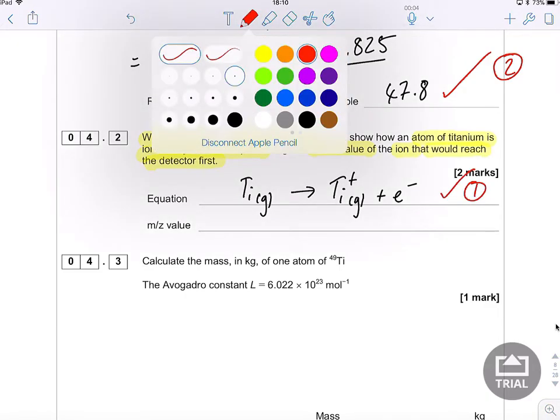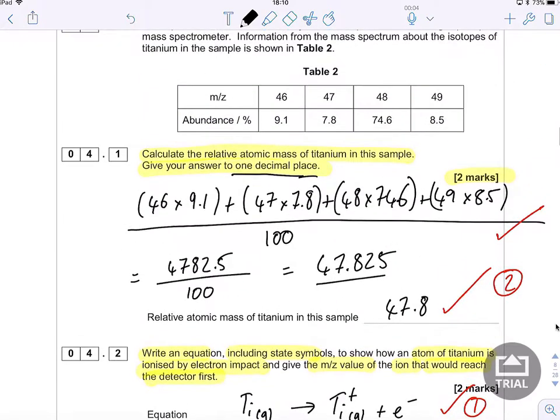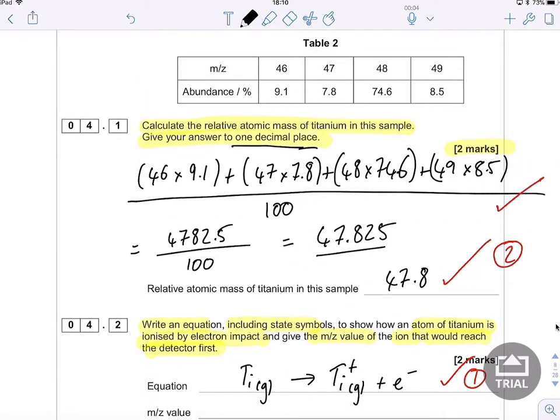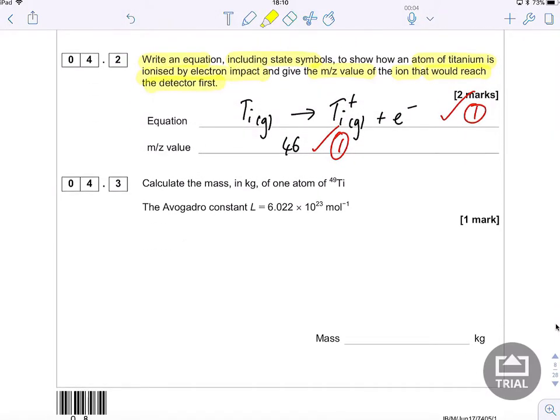And then the second part of the question says, give the m/z value of the ion that would reach the detector first. So the one with the smallest mass is going to reach the detector first. So the one with the smallest m/z value, which is going to be 46, is going to reach the detector first. So it's that one. I don't need to give anything else other than the m/z value, so I just need to put 46 to get that mark there. Really easy, but just check what the question has actually asked you to do. Okay, moving on.